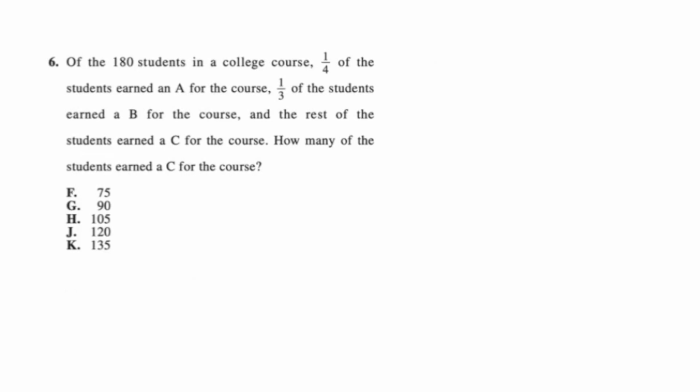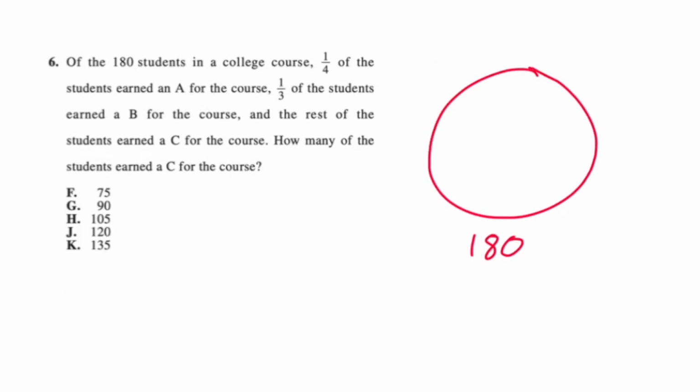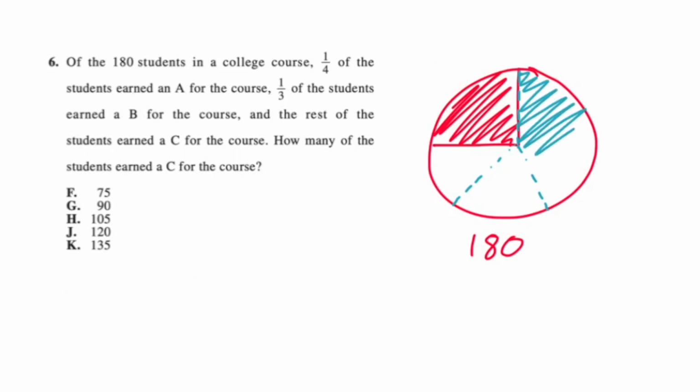All right, so I'm going to visualize this as kind of like a pie chart. And we have 180 students total. Now it says 1/4 of them earned an A, so that's this many. And then 1/3 of them earned a B. So if I were to imagine dividing this up into thirds, equal thirds, might be something like that. So 1/3 of them earned a B, and what we want to know is how many earned a C, which is the rest, all of these.